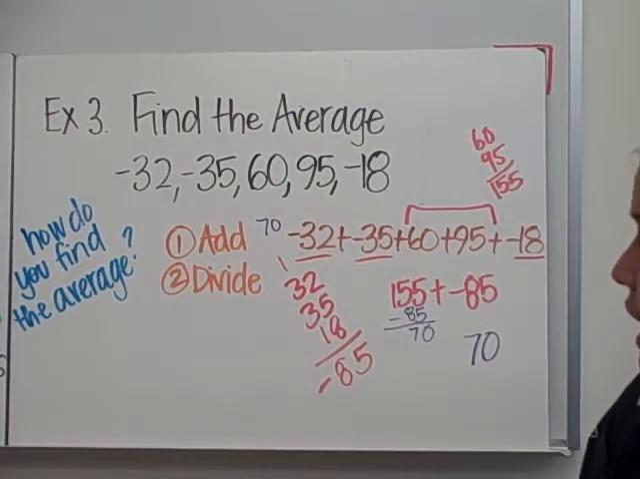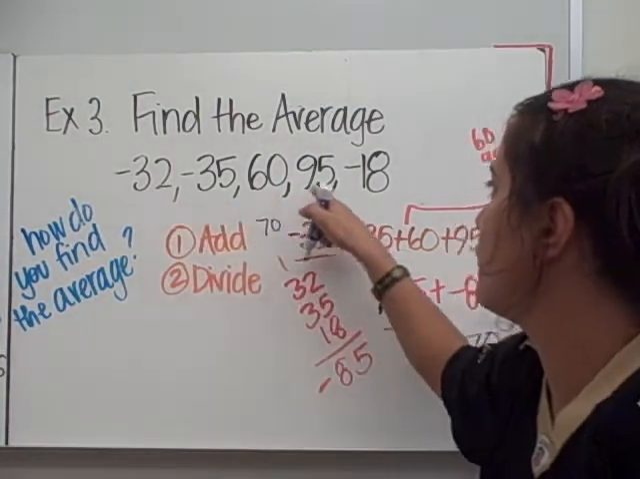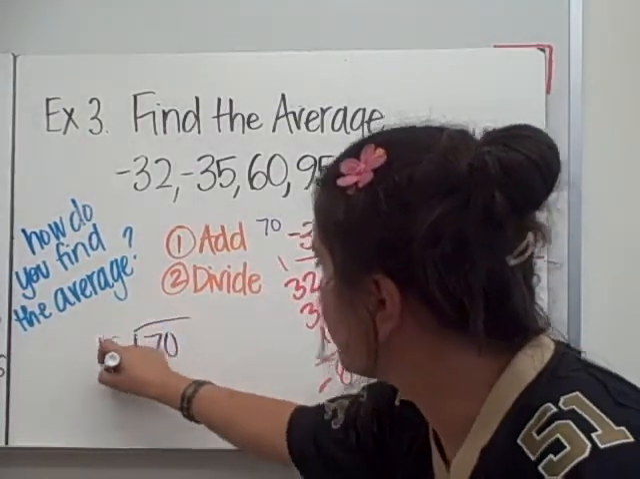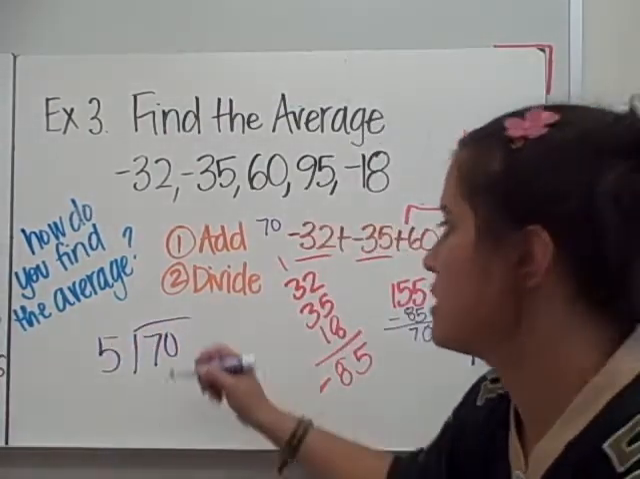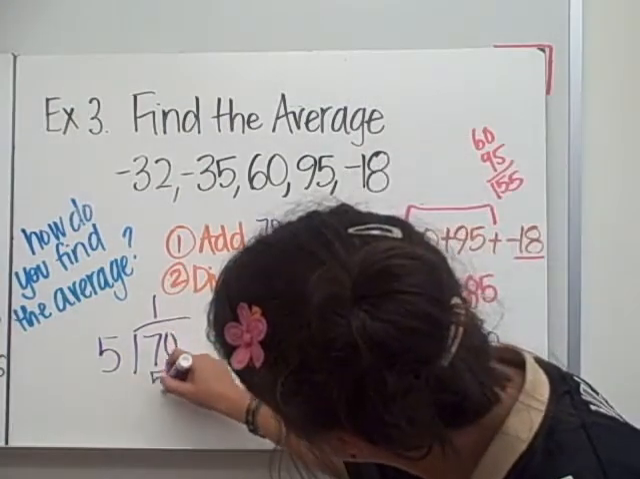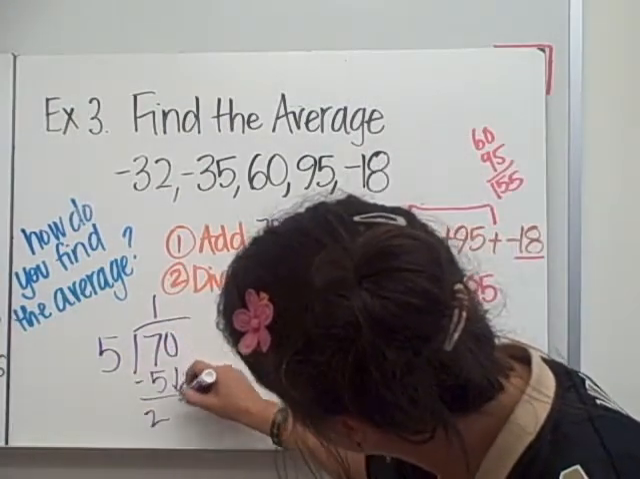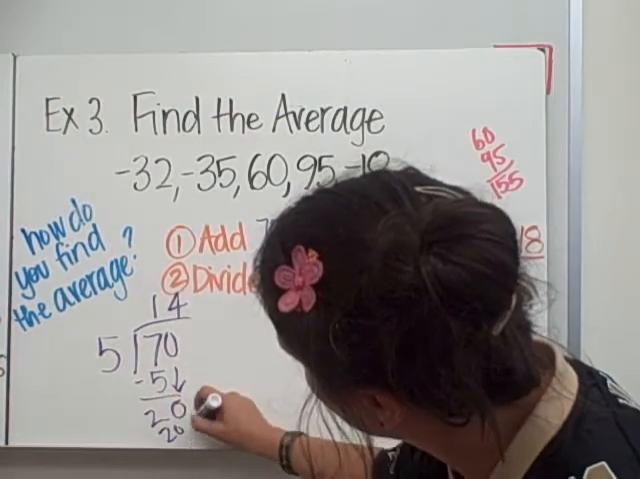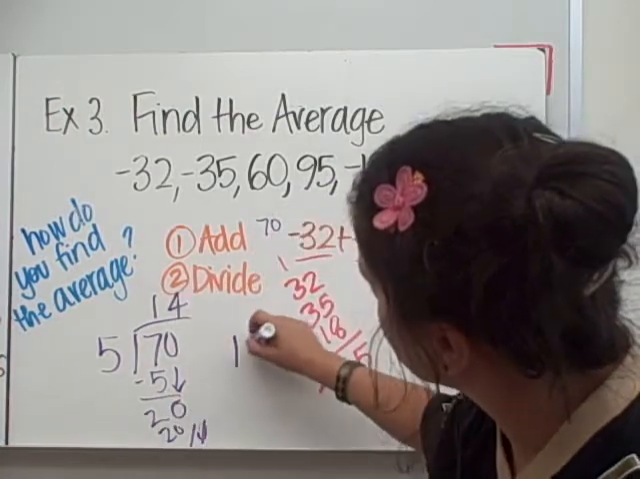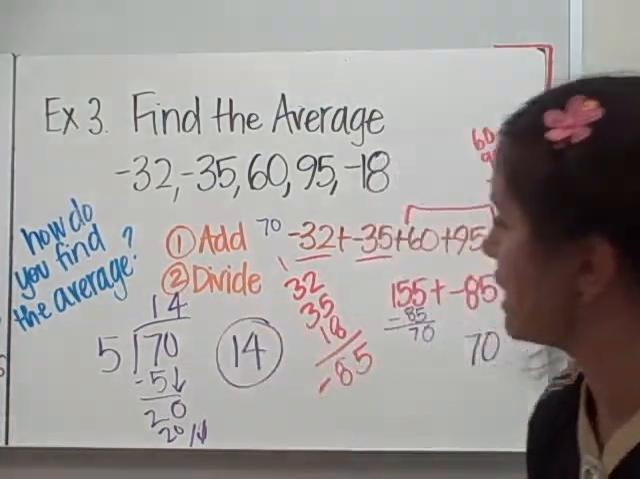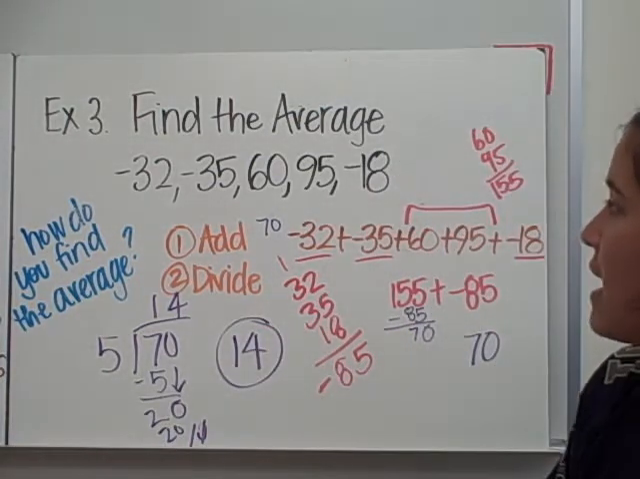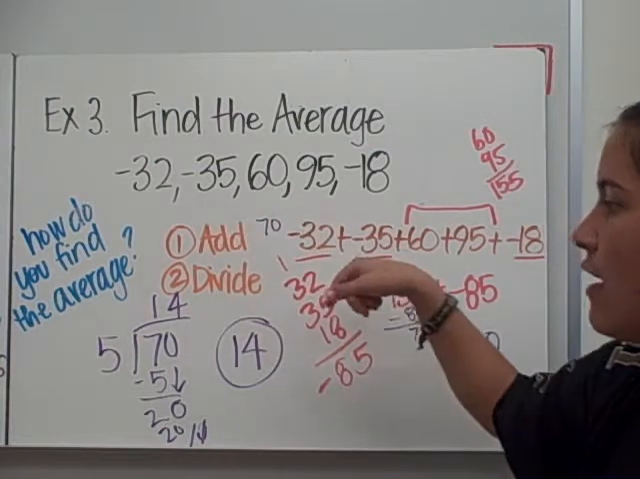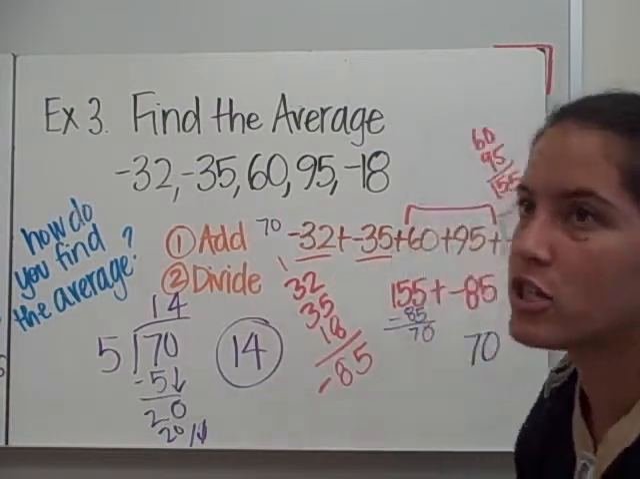Now I need to divide by 1, 2, 3, 4, 5 numbers. So 70 divided by 5. 5 will go into 7 once. 5 will go into 20 4 times. So that means the average is 14, and I found that by adding up the numbers and then dividing by 5 because there were 5. So let's do one more average together.